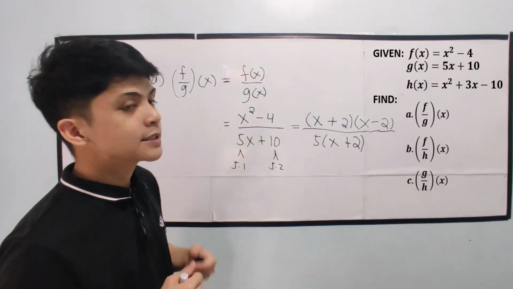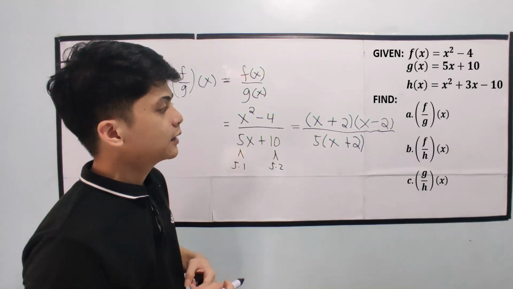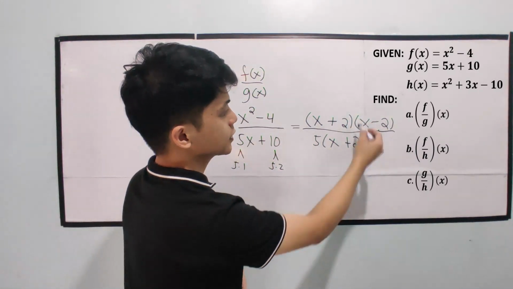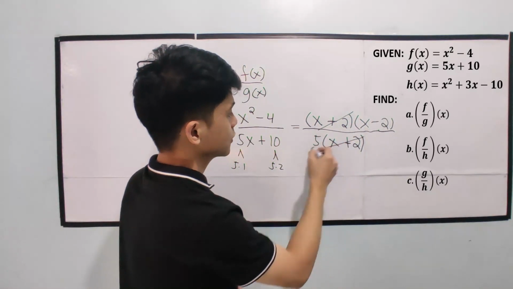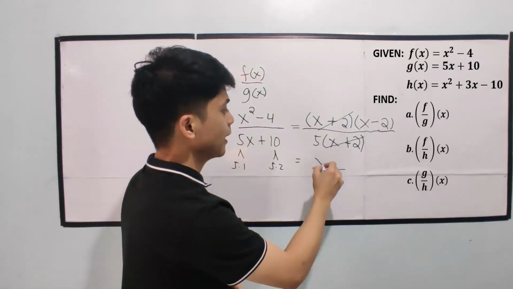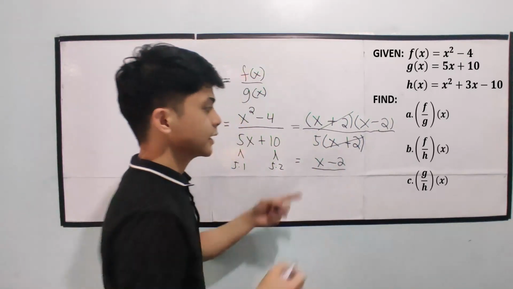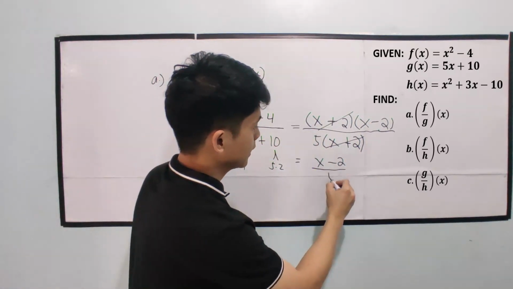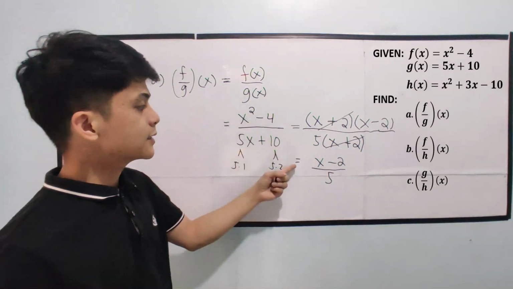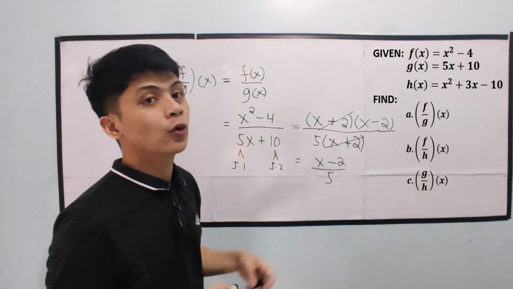And then, cancel lang natin yung mga equal terms. So, x plus 2, cancel natin yan. So, matitira na lang is, sa numerator, x minus 2 na lang. Sa denominator, 5 na lang. So, therefore, f over g of x equals x minus 2 over 5.